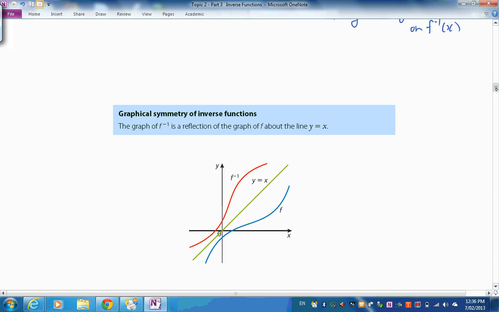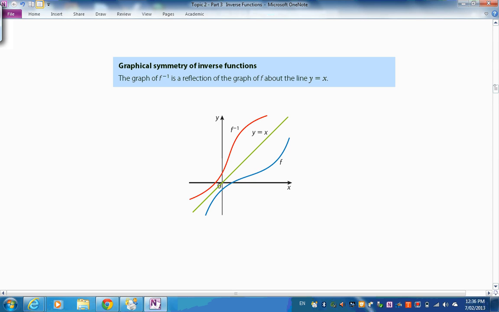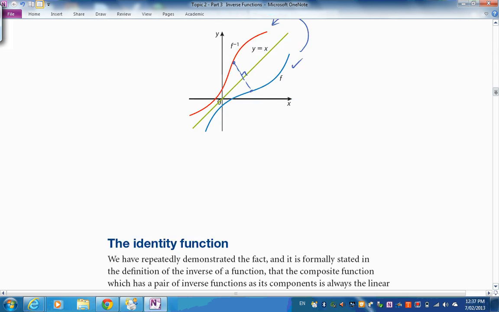All we have to do is actually apply that a bit. It's not too hard. Graphical symmetry of inverse functions. There we are. We just stated that. So if this is the original function, all points here, because they have the x and y changed, become this graph here. So the inverse is a perfect mirror image, using y equals x as a mirror, of the original function.